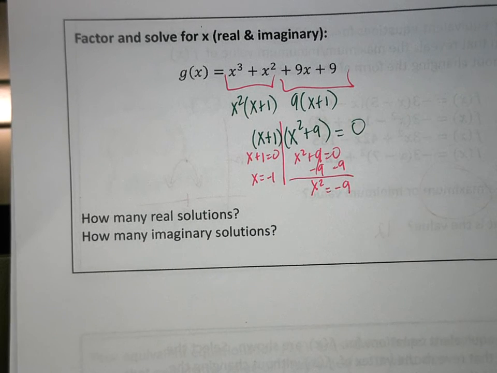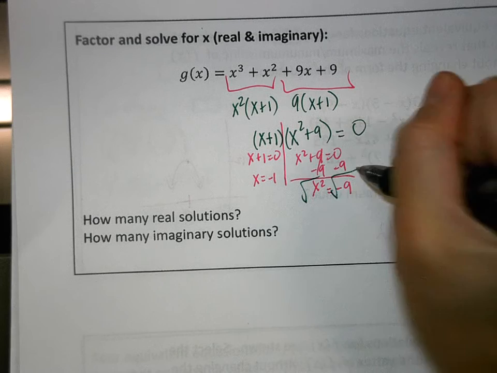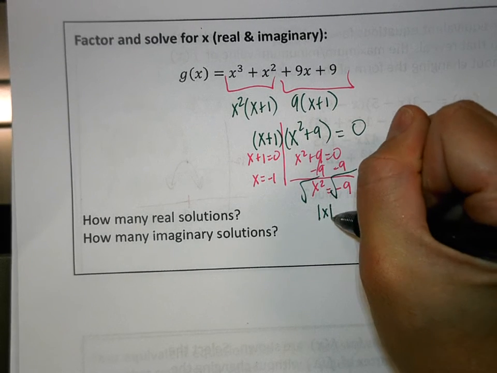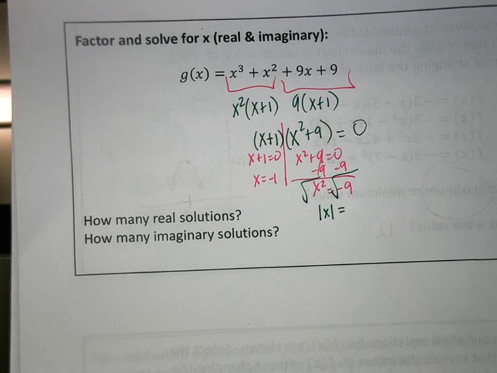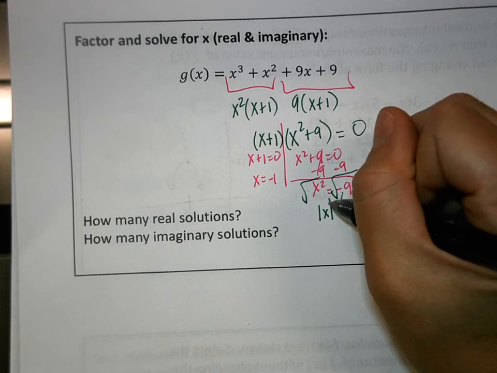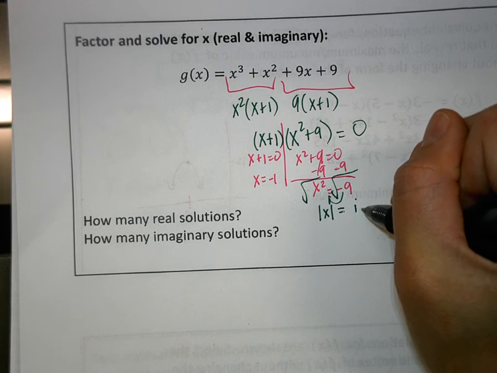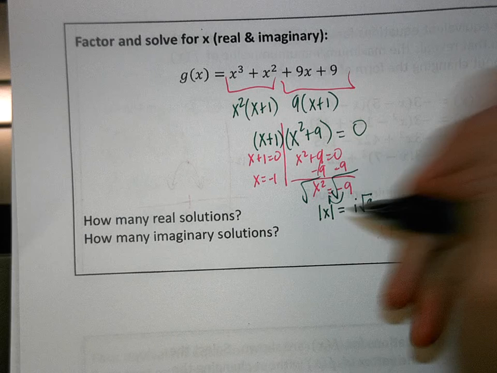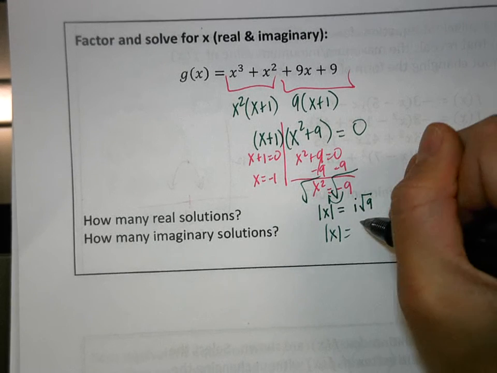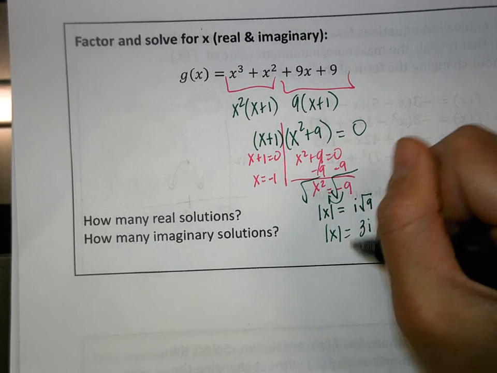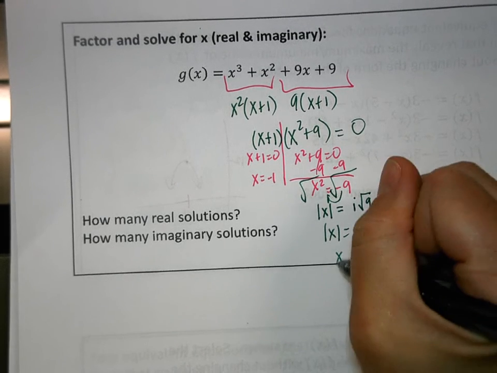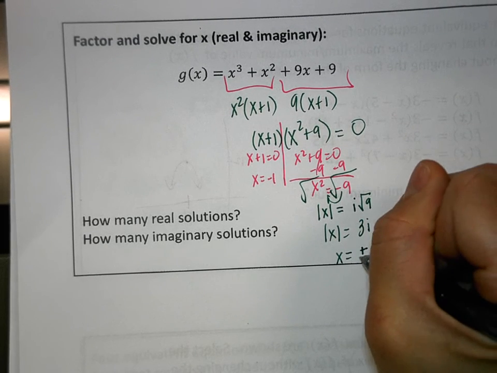Take the square root of both sides. Anytime you take the square root, remember this becomes the absolute value of x equals, and you have to take the negative out, which makes it an i, and then the square root of 9 is what? So the absolute value of x equals 3i. Well, what does that mean if it's absolute value? X can actually equal positive or negative 3i.